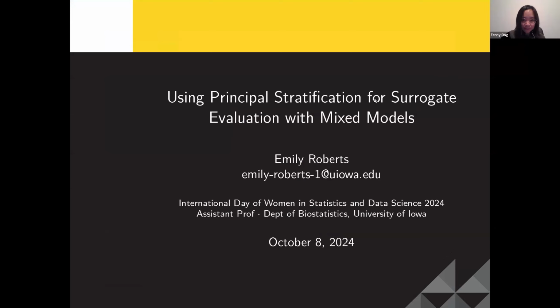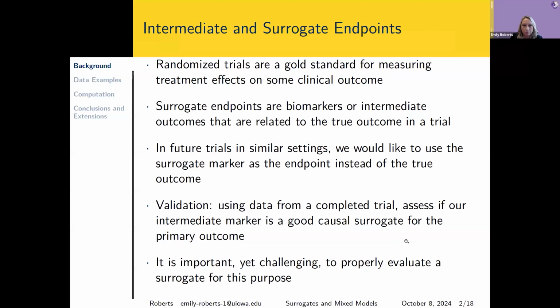So next, I'll go ahead and give a presentation also talking about another causal inference method for surrogate evaluation. My name is Emily Roberts. I'm an assistant professor in the Department of Biostatistics at the University of Iowa in the US. And you'll see some similarities with my presentation to Fanny's, but by focusing on a different causal inference method known as principal stratification.